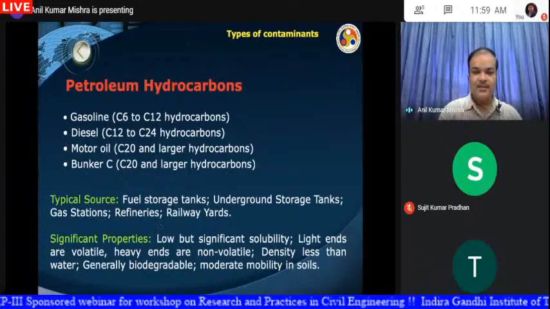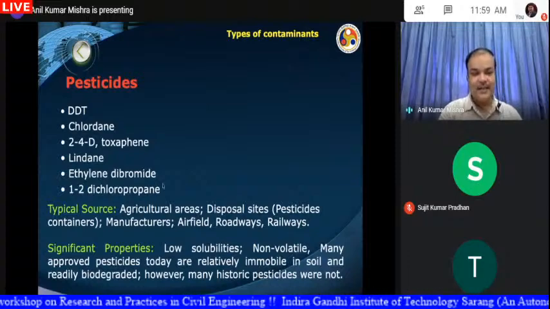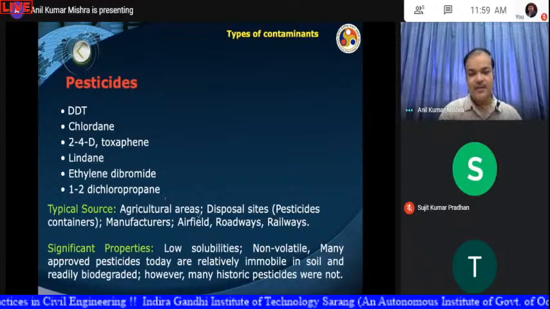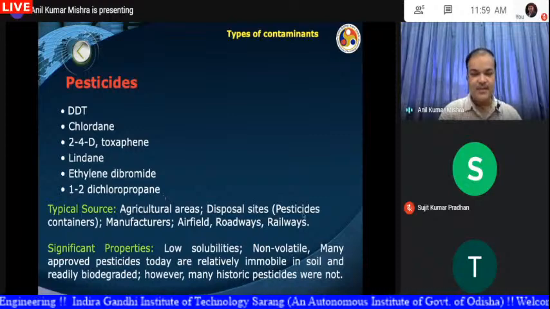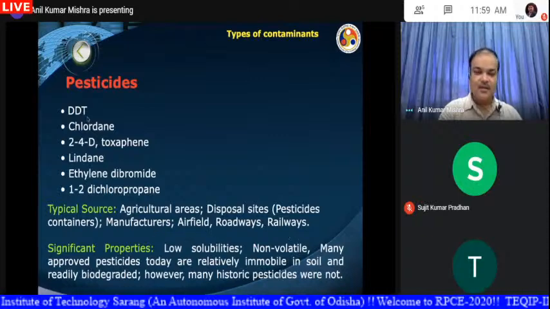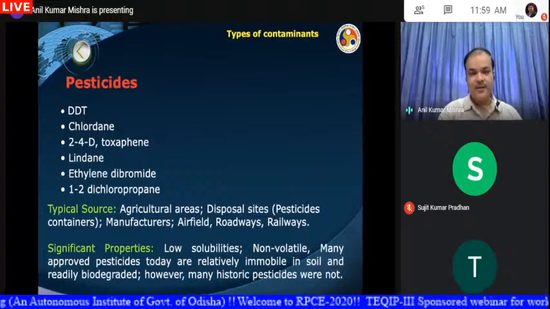Another thing is pesticides like DDT, chlordane, lindane. All these are sources from the agriculture area. Disposal sites containing pesticides, manufacturers, airfields, roadways, railways. So these are different pesticides which can harm the environment.